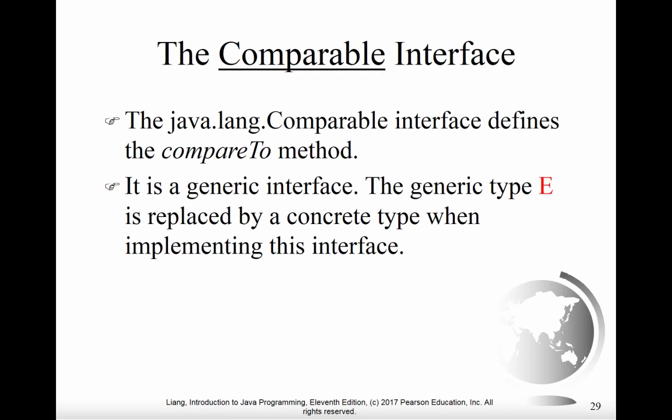The comparable interface is an example of an existing interface in Java. This is used to indicate that objects which implement this interface can be compared one to another. It's a generic interface in the sense that it has a generic type E which will be replaced by a specific concrete type when you actually implement the interface. In other words, E is a placeholder for some particular type.